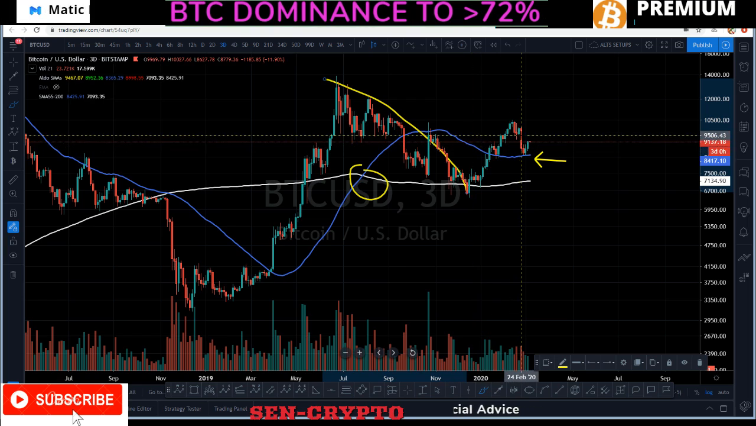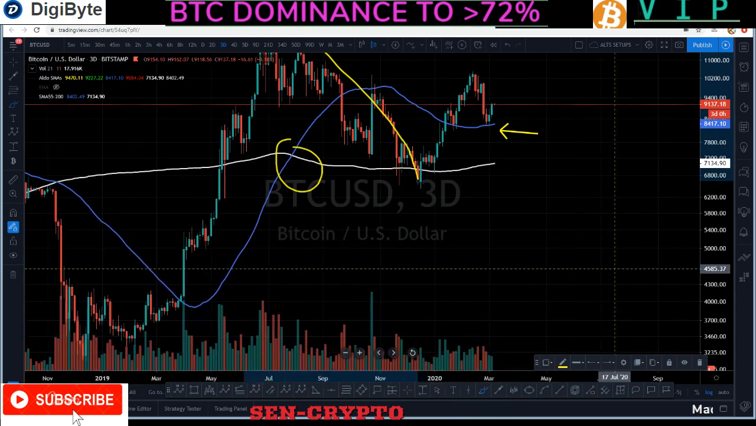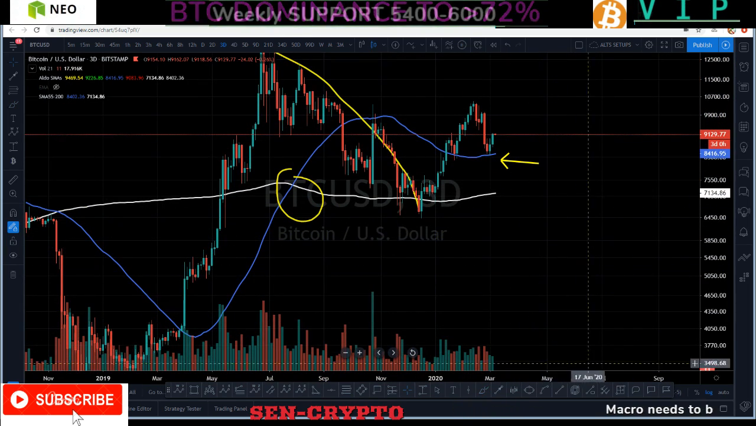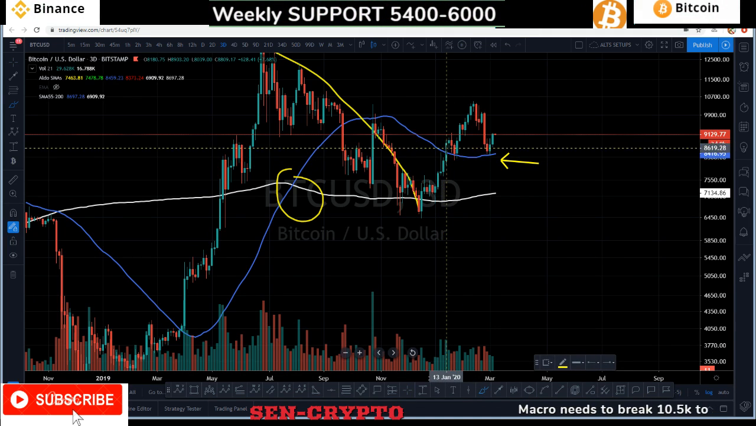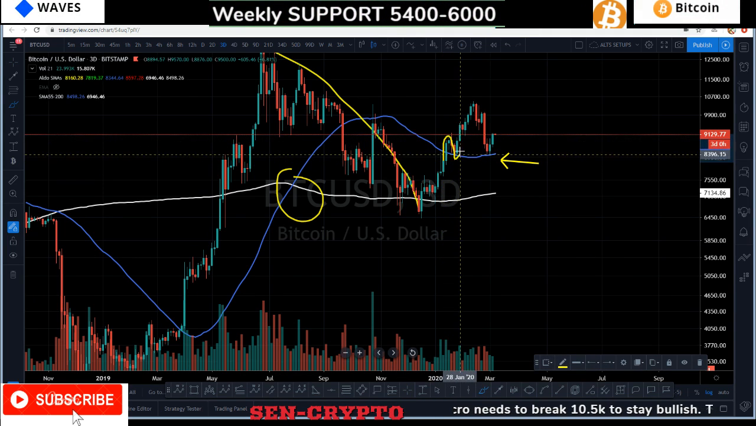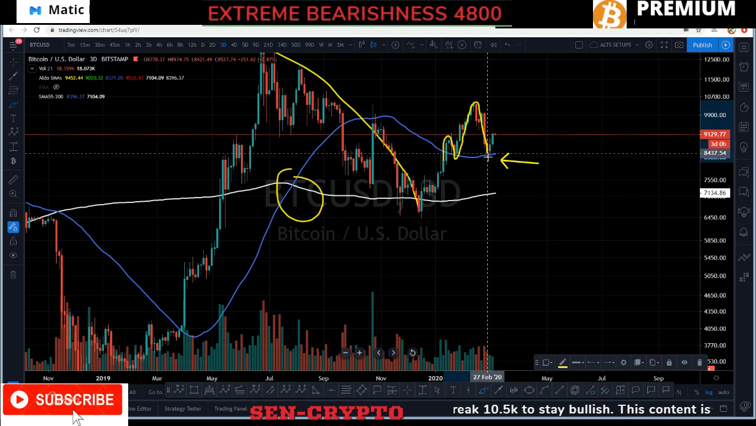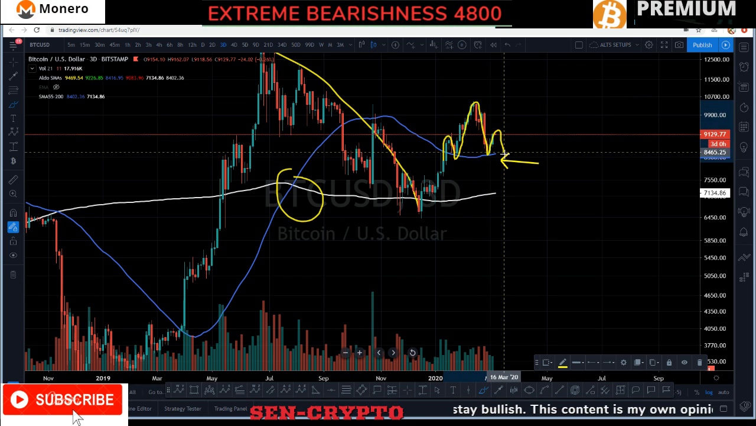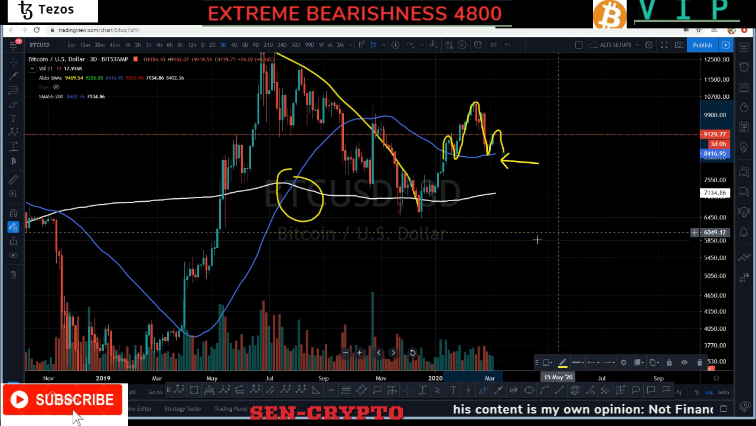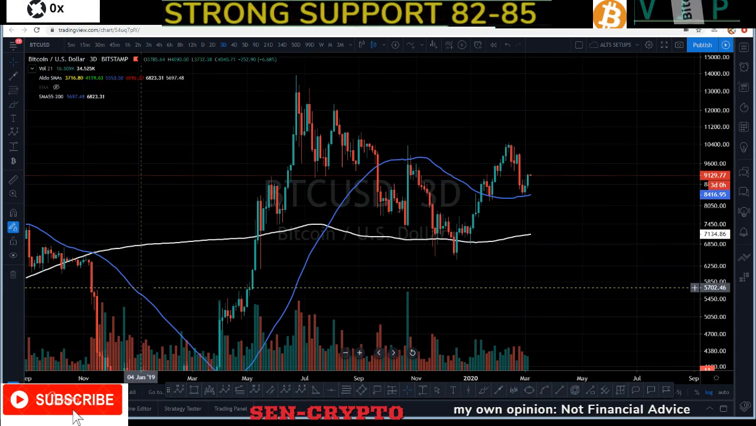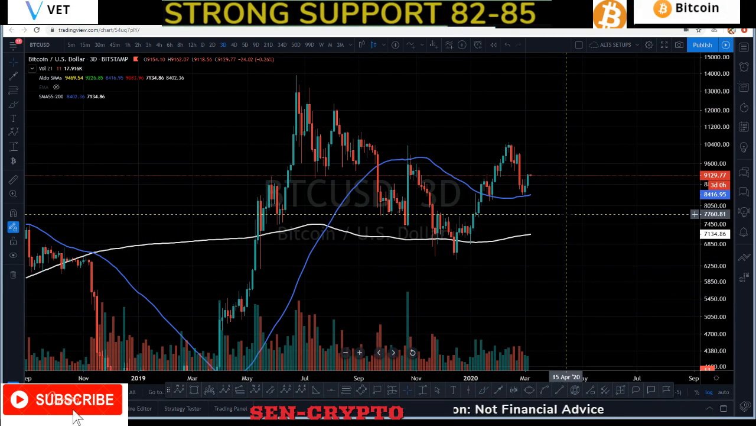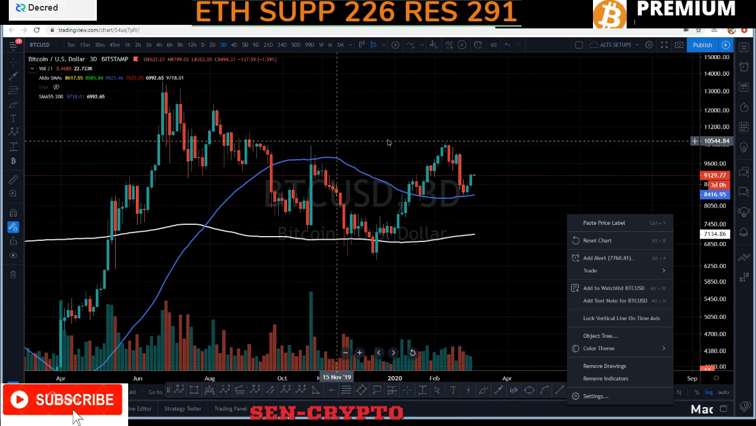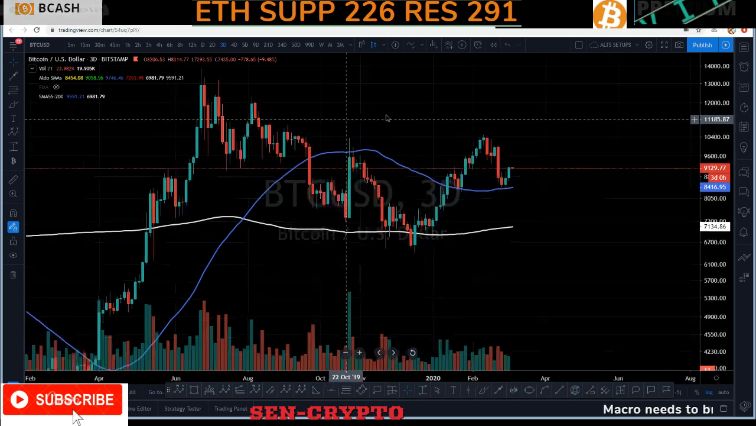Even though we got the golden cross on the 3 day chart, we're going to talk about the daily also. We're basically printing a bearish setup, and I've talked about it multiple times, right? We got this clean head and shoulder, and guys, listen carefully, this head and shoulder is very, very important, okay? Most people are going to be panicking within the next few days.